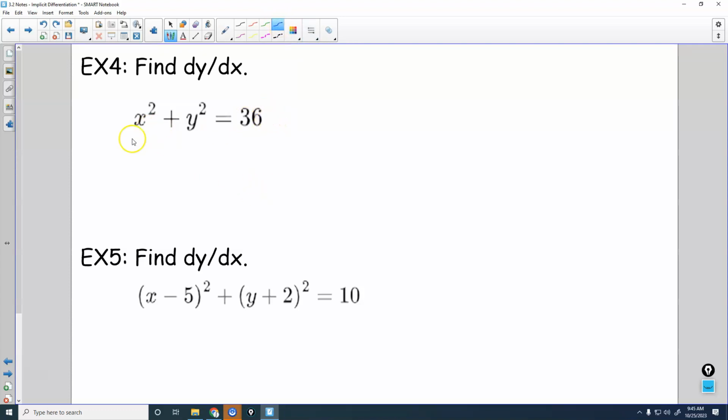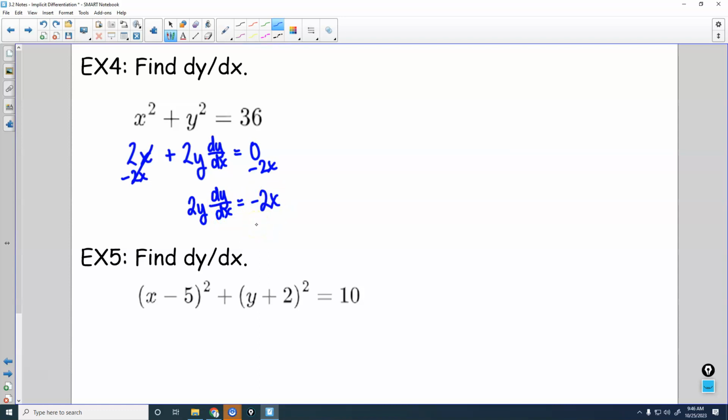It's a circle, right? So if I take the derivative of this, I'll get 2x plus 2y, but what do I need with that y? dy/dx. And that will give me 0 over here. Derivative of any whole number is 0. So if I want to solve this one for dy/dx, I would need to move my 2x over to the other side. So I've got 2y dy over dx equals negative 2x.